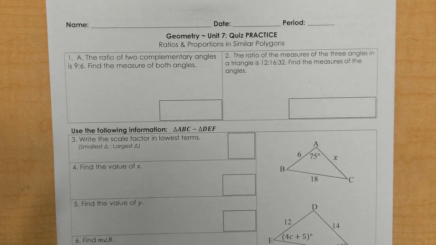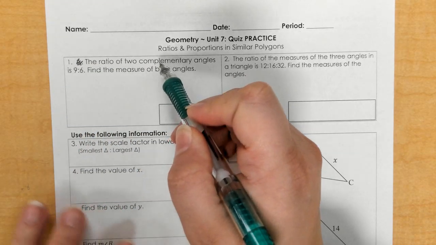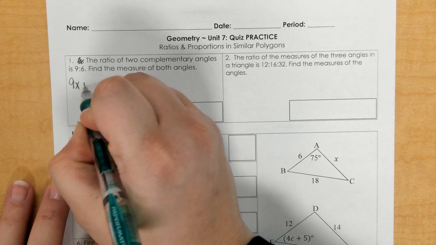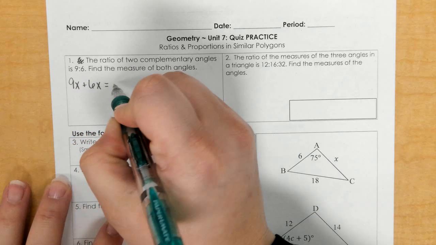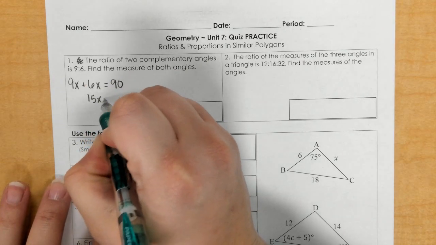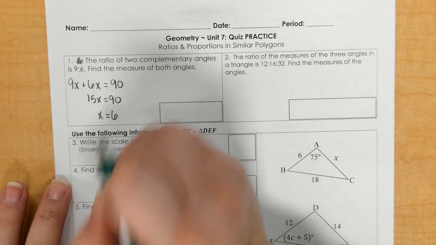For the Unit 7 quiz practice, number 1 says, the ratio of two complementary angles is 9 to 6. Find the measure of both angles. So we know that complementary is 90 degrees, so I'm going to say 9x plus 6x equals 90. I combine like terms, and if I divide by 15, we get 6.